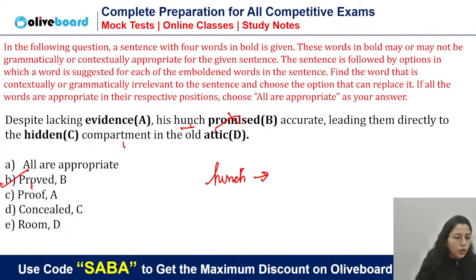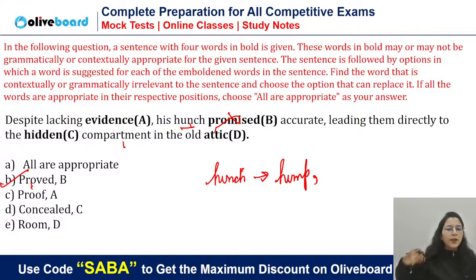What is the meaning of this hunch here? If I say contextual meaning, hunch we call a hump. Also, do you know this? Hunch basically we call that curve of the shoulder. Yes, you will get the same level. So hump you can say, curve you can say. So is this the meaning that you are getting here? Or is there any other meaning of hunch here?